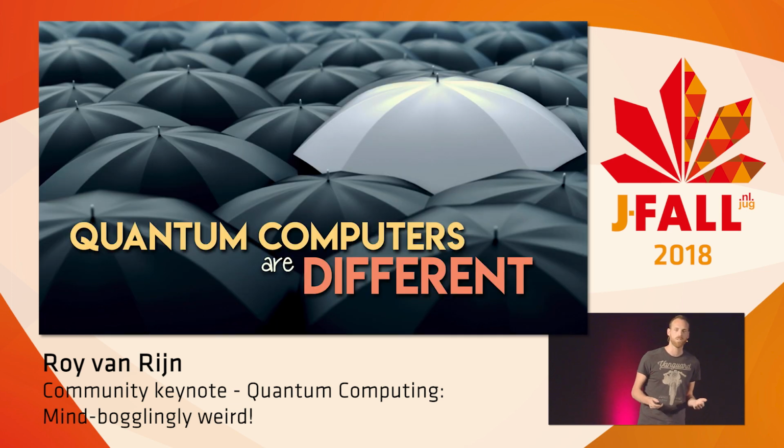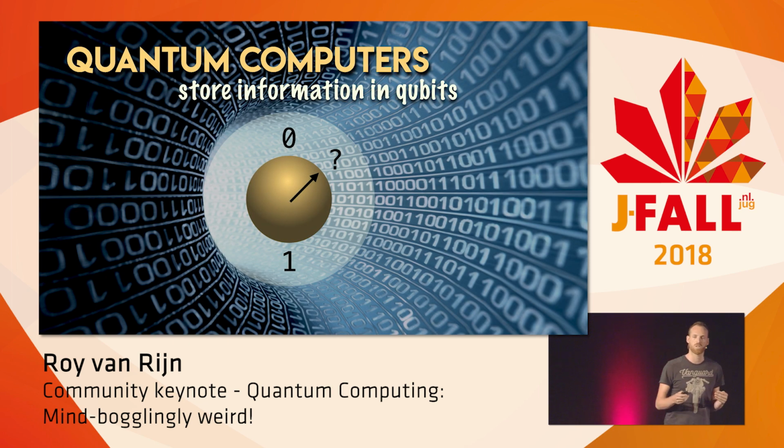Quantum computers are very different. They don't work like normal computers. They use something that's called a qubit. And some people think that a qubit can be 1, 0, and 1 and 0 at the same time. But that's not quite how it works. We'll get to that later.